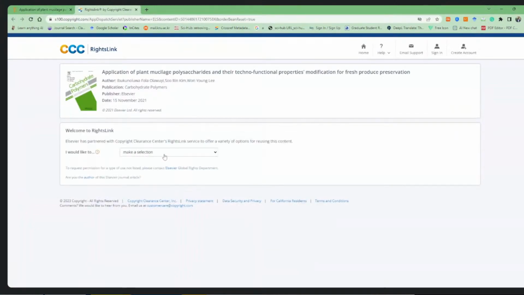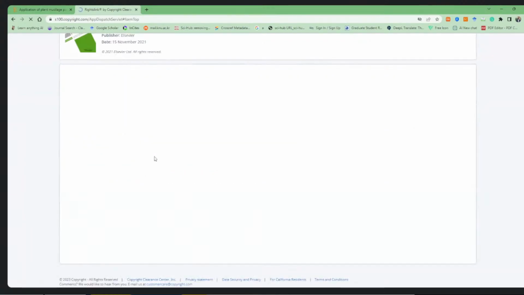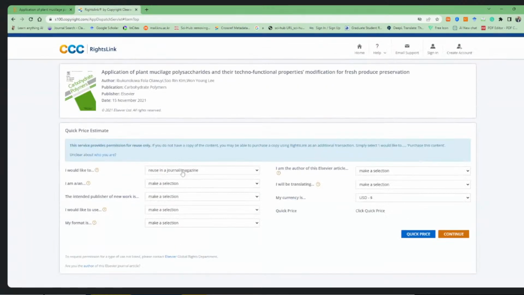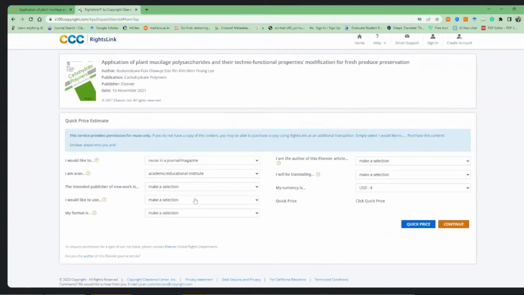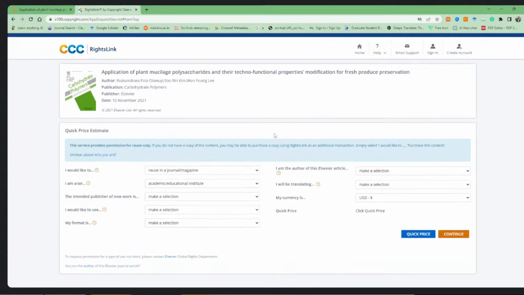I would like to reuse. You can click, I would like to reuse in a journal or magazine. I think you cannot see the selections. Anyway, you click your selection, and then you fill all these parts. You continue, and then it's an easy process.